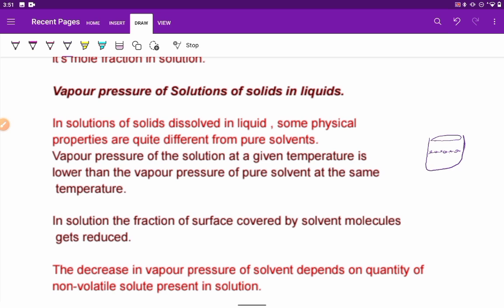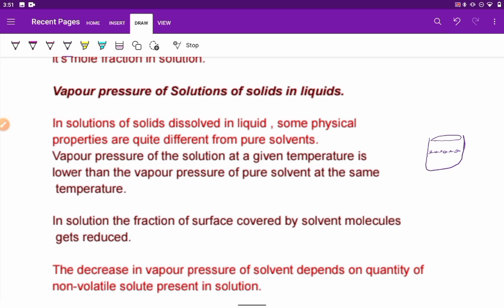But in this, if we add a non-volatile solute to the solvent, we get a solution. Now the vapor pressure of the solution is only from the solvent alone, because it is a non-volatile solute. So the vapor pressure of the solution at a given temperature is found to be lower than the vapor pressure of the pure solvent at the same temperature.